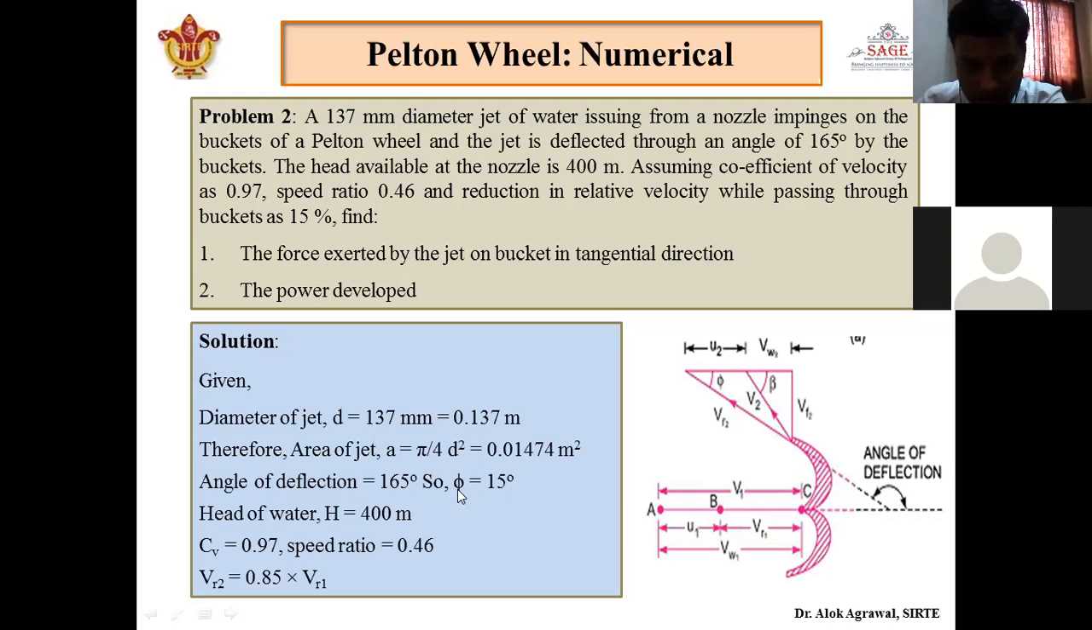So as Nikhil already said, phi is 15 degrees. Head of water is 400 meter, Cv is 0.96, speed ratio is 0.46, and this important extra relation is given in this numerical: VR2 is equal to 0.85 times VR1. The rest of the things will be the same.